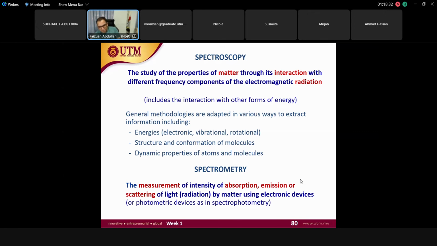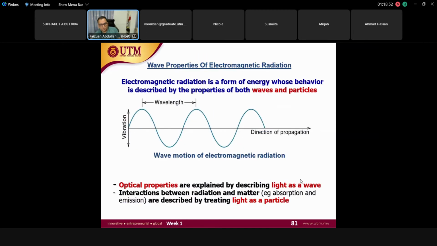Using the electronic device, this device can measure the intensity of absorption or emission or scattering of light by the matter. The matter is what? The analyte that we're going to study. A photometric device, as in spectrophotometry.